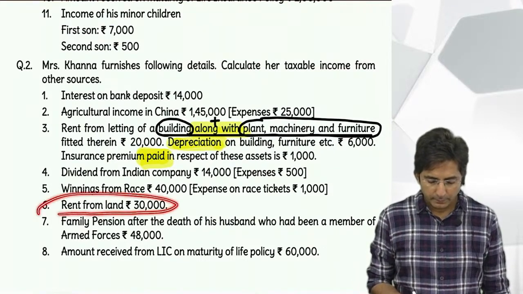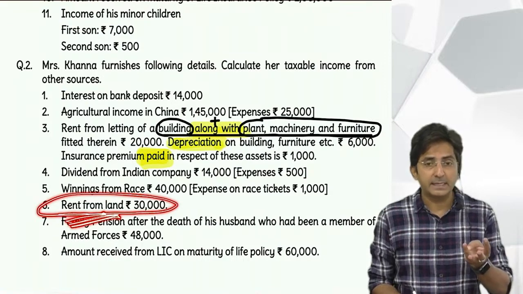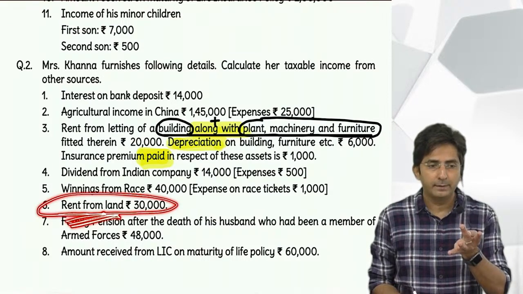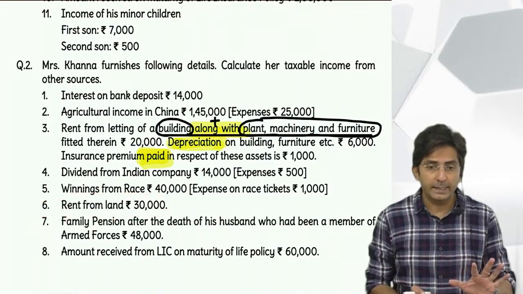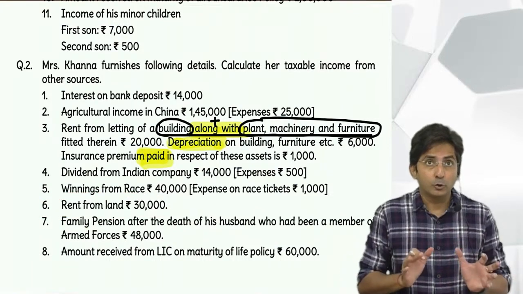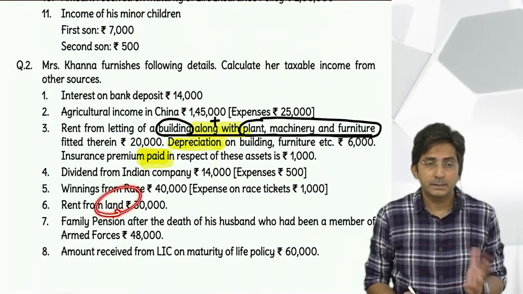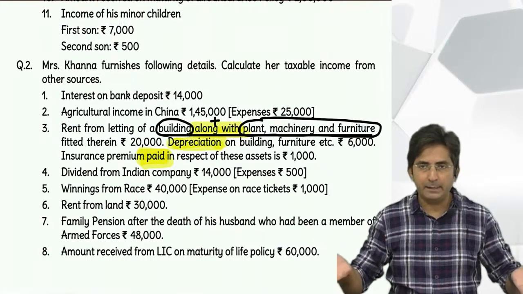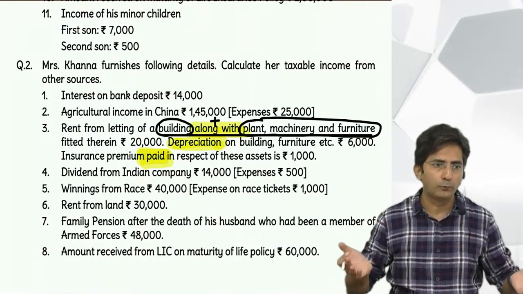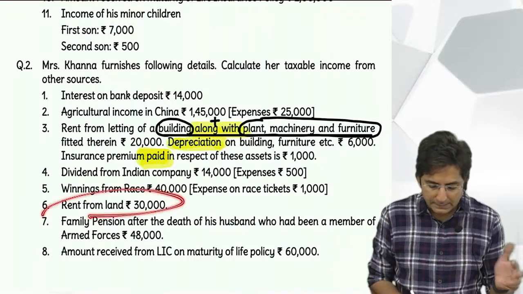Next, rent from land. See, in our keyword of D.W. Ramu Fakir, there were three rents: rent of other asset, rent from subletting, composite rent. So this is rent from other asset. Other asset means other than house, and house means four walls and a roof. But this is an open land. Once they say land, it is an open land, and open land means there are no four walls, no roof. So it is not house, it is other assets, and rent of other assets is taxable.